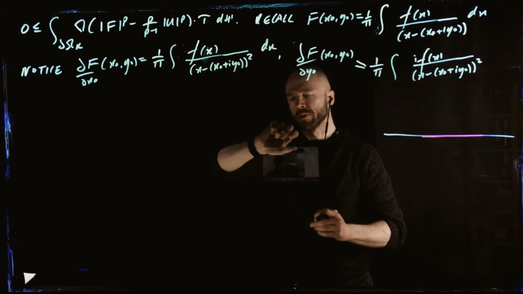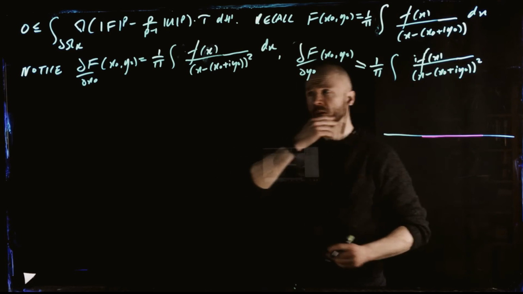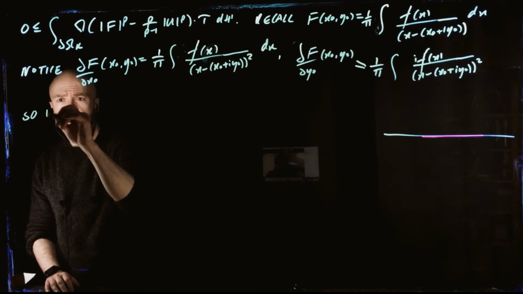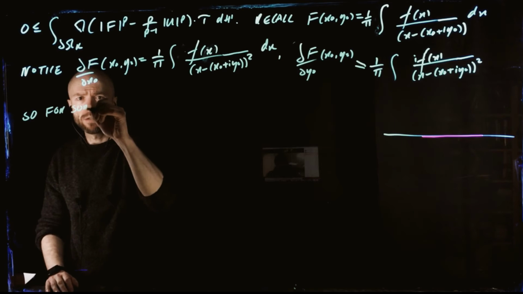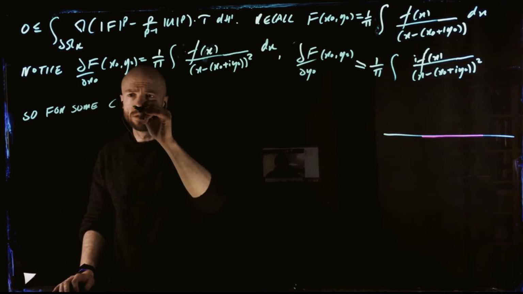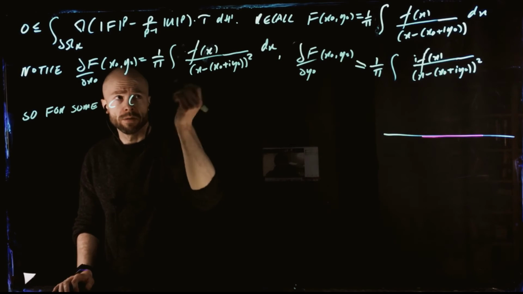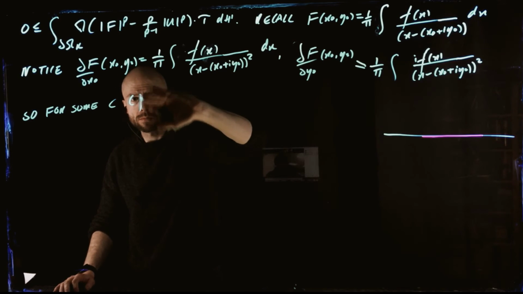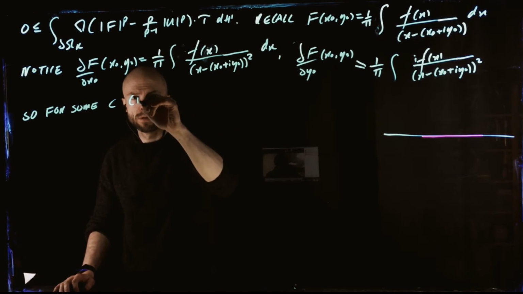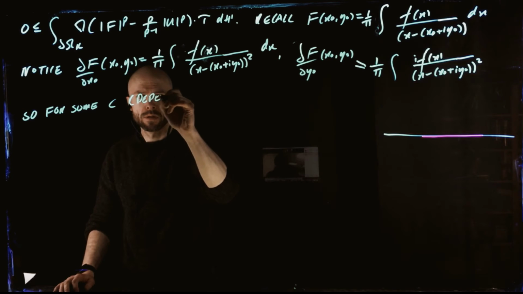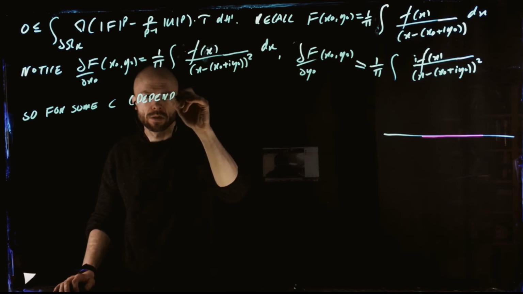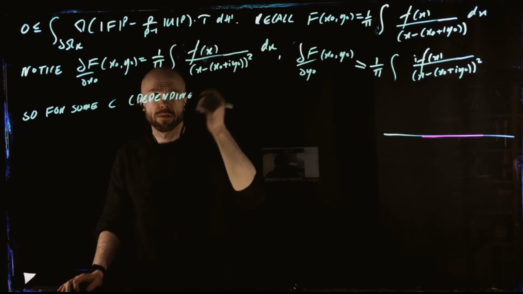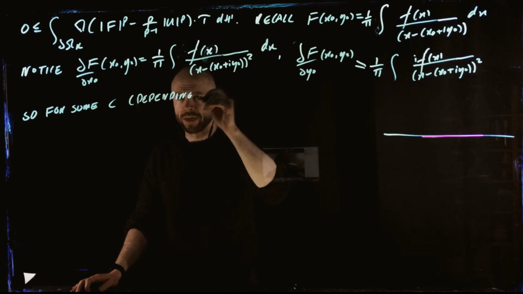Yeah? As always, if you have to leave, then leave. Yeah? So for some constant c, which depends on the function f, we don't actually care that it depends on f because we're going to let r tend to infinity and this dependence will vanish.